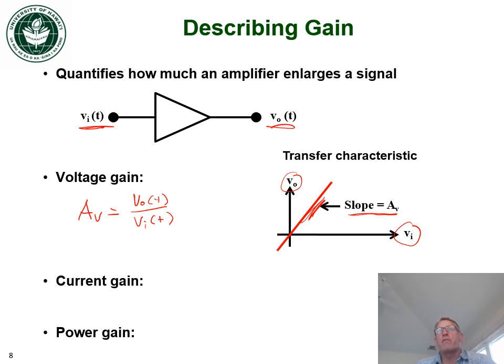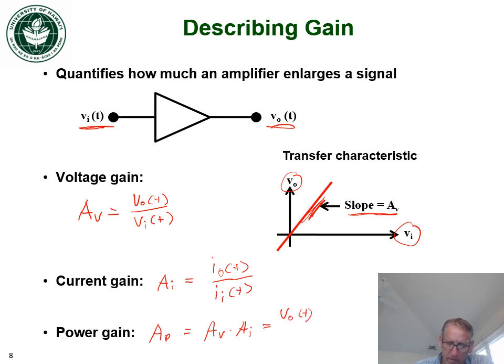We can also think about current gain of amplifiers, and the current gain is defined as the output current over the input current. And we can also think about the power gain of amplifiers, and this would be written as AP, and that's going to be described by the voltage gain times the current gain, which would equal V out times I out divided by V in times I in.